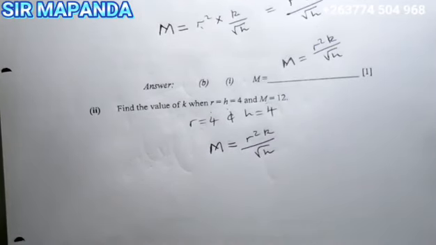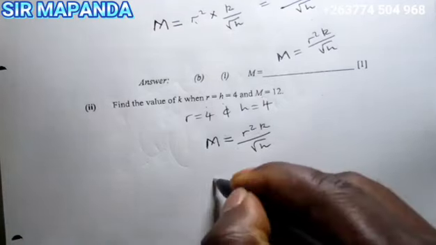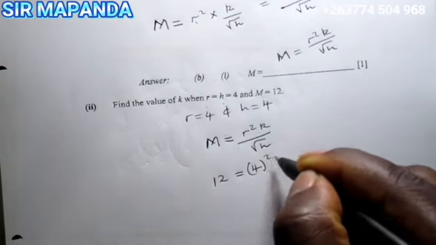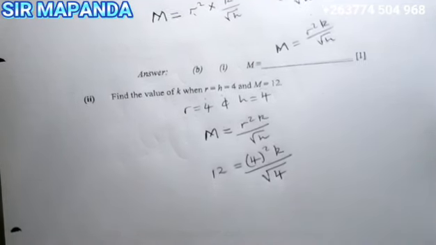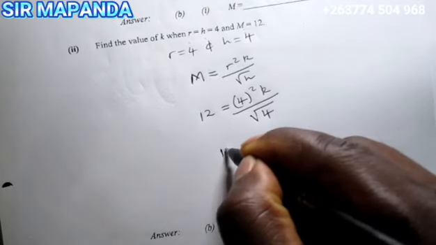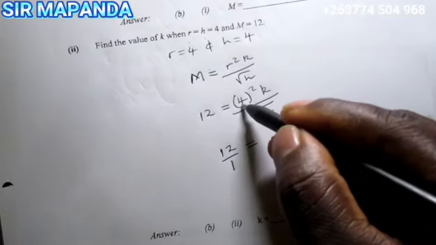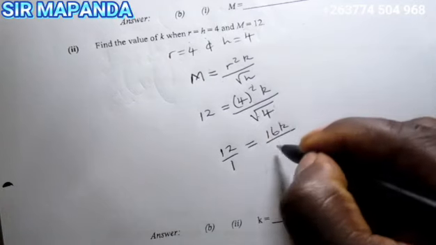Rewrite it again, right? So this complete set of r is equals to h is equals to 4 and m is equals to 12 helps you to then calculate the unknown value of k. So on m, I'm going to put 12. On r, I'm going to put 4, so you get 4 squared. Then you put k over root of 4. I hope you are listening, class. So this 12 can be written as 12 over 1. Then 4 squared, you get 16, so this is 16k. Then square root of 4 is 2.